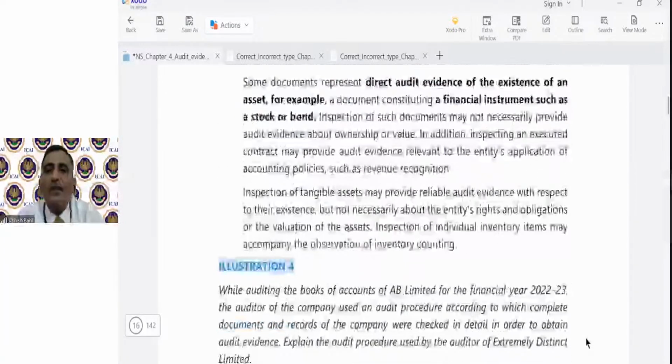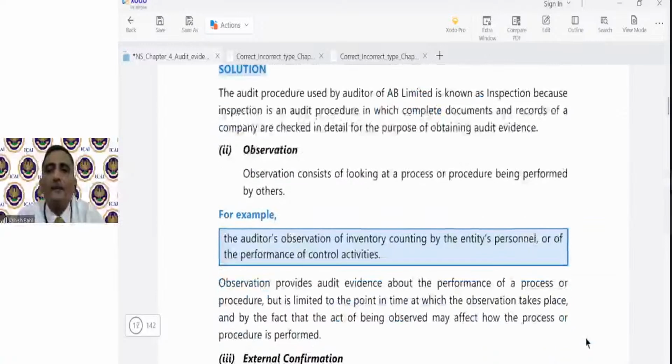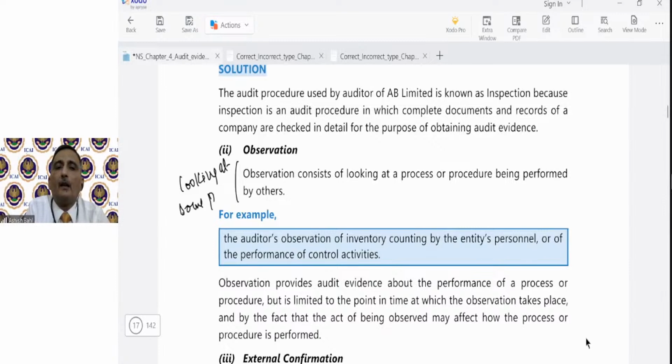Now what is observation? Now observation means looking at some process being performed by others.